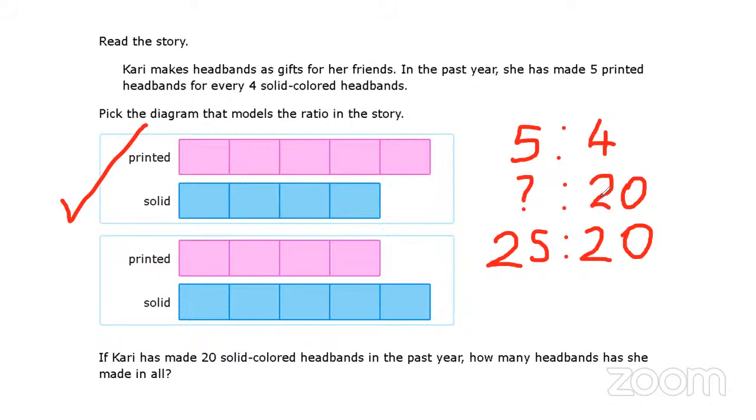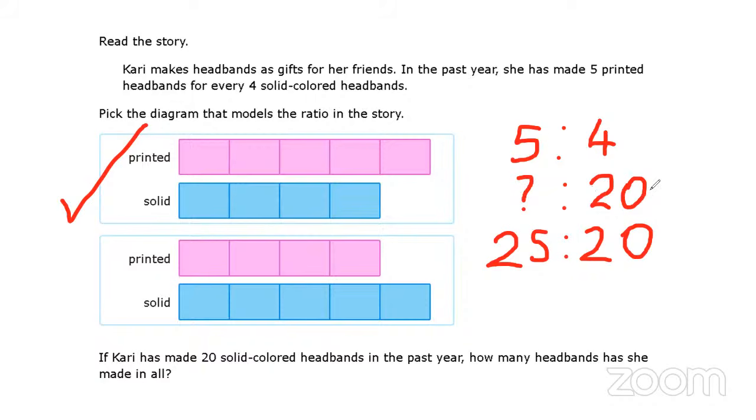So that is what we're first trying to figure out. Here we know the relationship is 5 printed to 4 solid, but we need to figure out how many printed she made if she made 20 solid. We have to ensure we represent the relationship in a way that we can follow. It's homogeneous, the same throughout. So we have the printed on the same side, the solid on the same side. If we've got 20 solid colors, how many printed will we have?